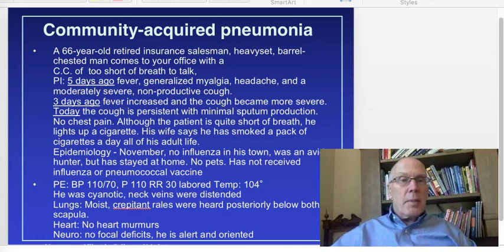On physical exam, his blood pressure is 110/70, his pulse is 110, his respiratory rate is 30 and labored, and his temperature is 104 degrees Fahrenheit. He is cyanotic, his neck veins were distended, and his lungs showed moist, crepitant rales, heard posteriorly below both scapulae. There were no heart murmurs, and neurologically, there were no focal deficits, and he was alert and oriented.